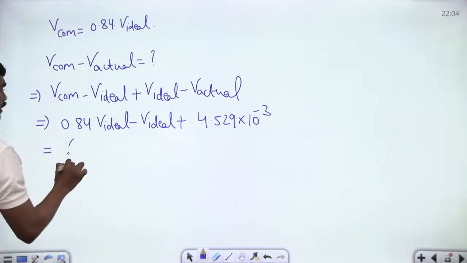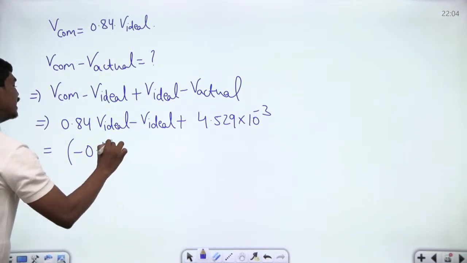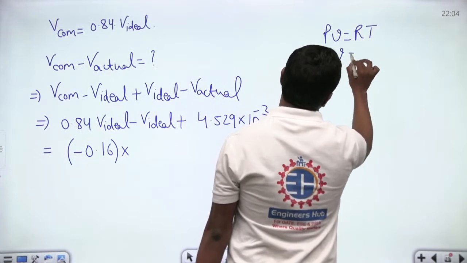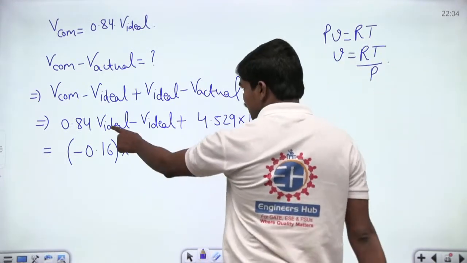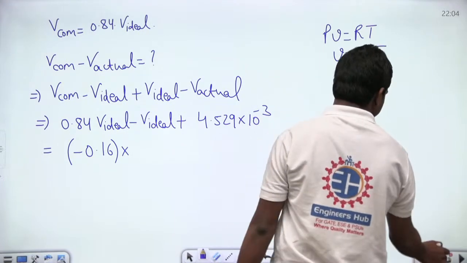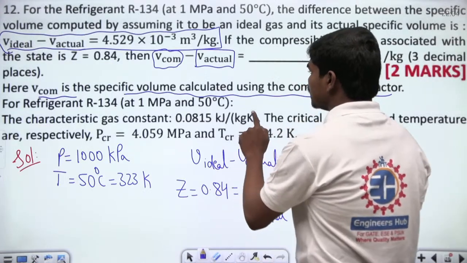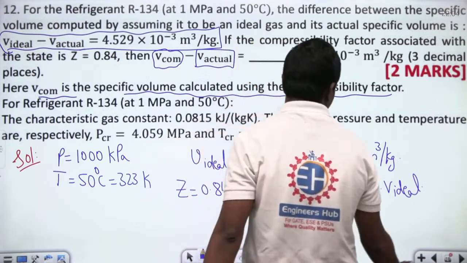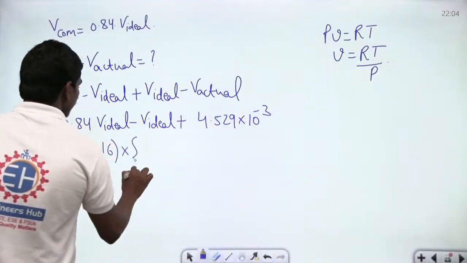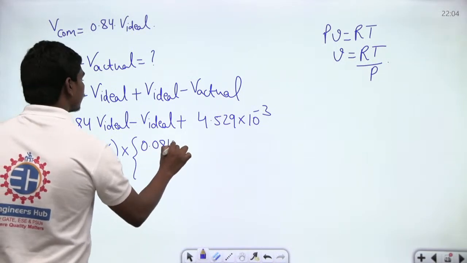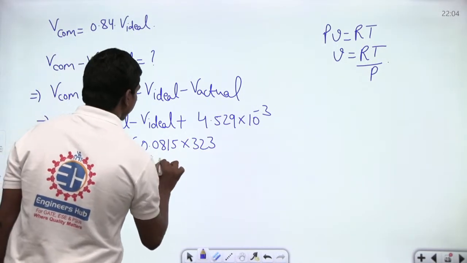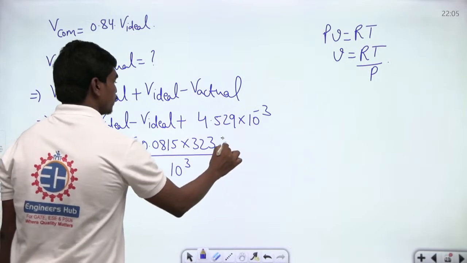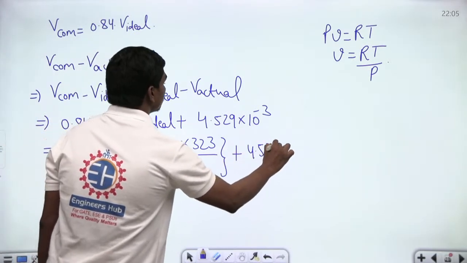So this is equal to 0.84 minus 1, which is minus 0.16, into V ideal. You know PV is equal to RT, so V is equal to RT divided by P. Here V is in meter cube per kg, so definitely we'll use R in joules. Okay, so this is 0.0815, in kilojoules, and T is here, and pressure we will substitute again in kilopascals. So let us do that: 0.0815 into temperature 323 divided by pressure, 1 megapascal, which is 10 cube, plus 4.529 into 10 power minus 3.